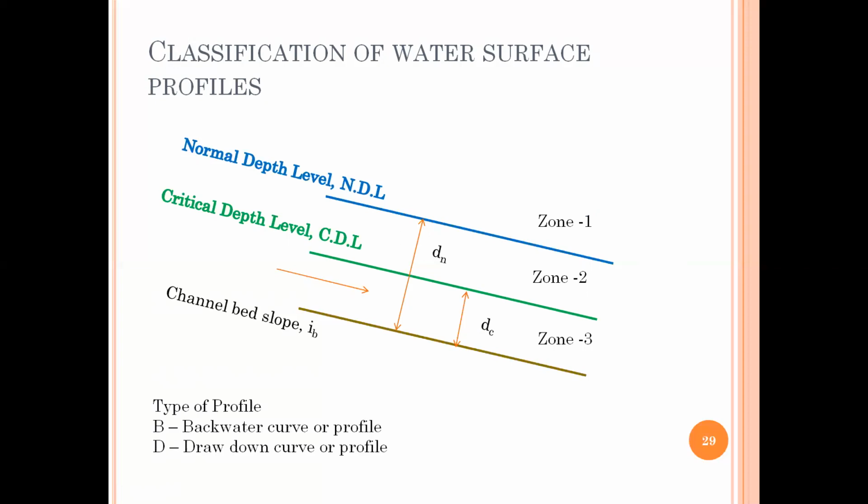Now here, further the terminologies are: the type of profile is either backwater curve or profile, or drawdown curve or profile. So I'll be representing it by B and D. And the type of flow, subcritical flow, I'm representing it as sub. Supercritical flow, I'm representing it as super.